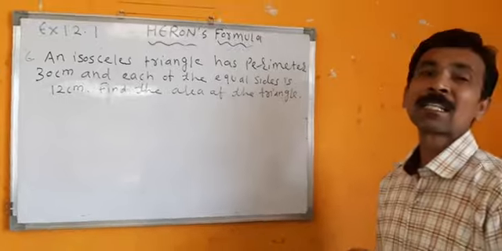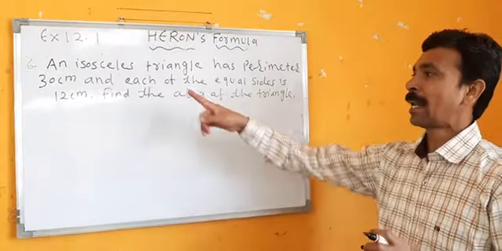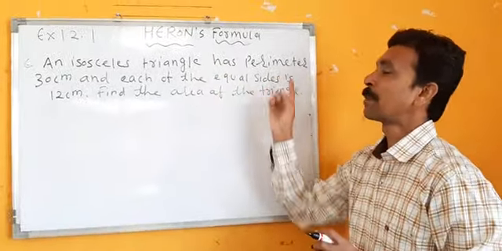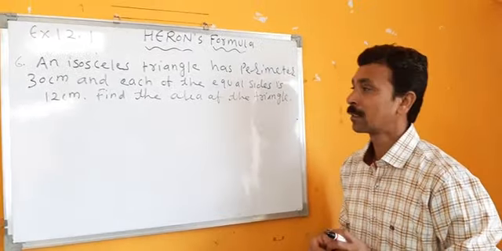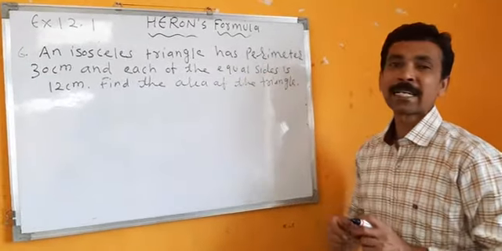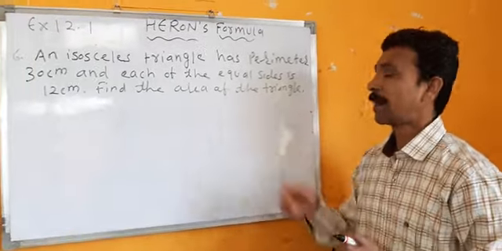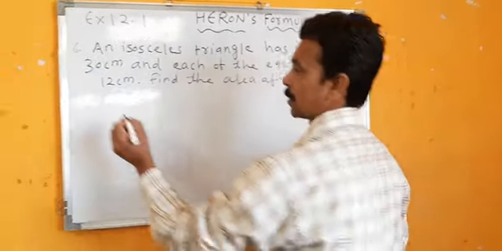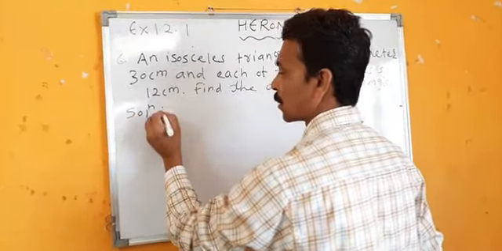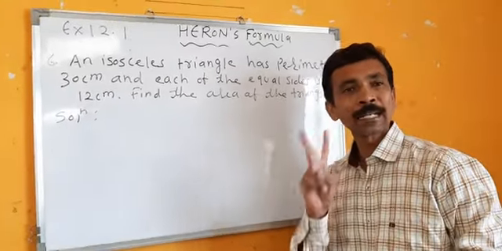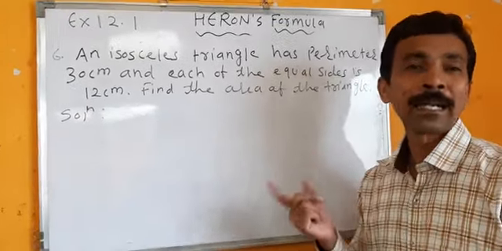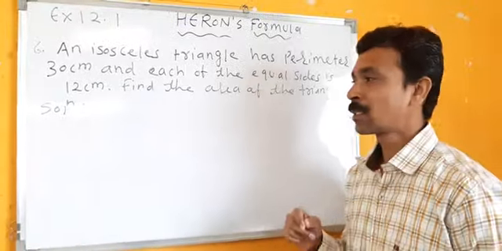Sixth sum. This is the last sum of this exercise. An isosceles triangle has perimeter 30 centimeter and each of the equal sides is 12 centimeter. Find the area of the triangle. Isosceles triangle means what? A triangle whose two sides are equal and third side is unequal. That is called as isosceles triangle.